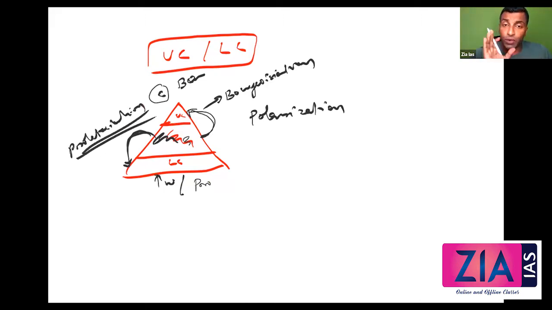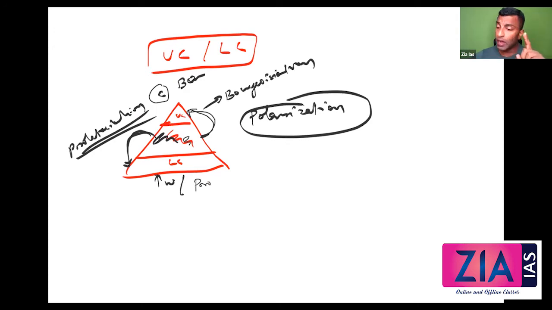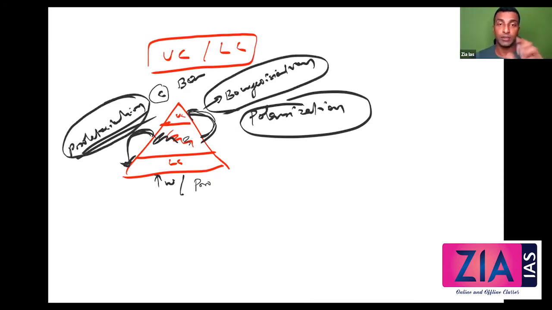So guys, now what is polarization? Polarization means Marx broadly talks about two classes, upper class and lower class. He also made references to other classes. That means there may be intermediate classes, but over a period of time, these intermediate classes will be polarized into either upper class or lower class through the process of bourgeoisization and proletarianization. I hope this is very clear. Okay, so polarization is a very important concept.